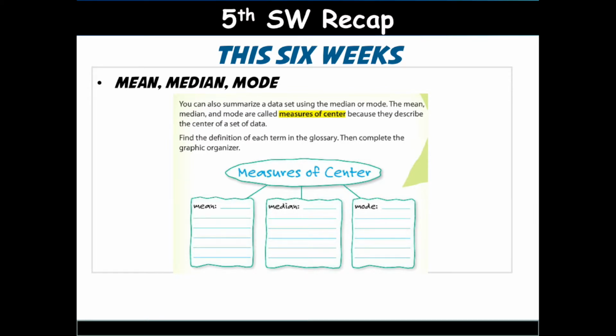And the reason they're called measures of center is because they describe the center of a set of data. In other words, if I needed to describe like 20 grades, 20 assignments, 20 quizzes, or whatever, with one number, what would I use? You would use the center. And that is what they're about. And we're going to go a bit more in depth into them as we go along.